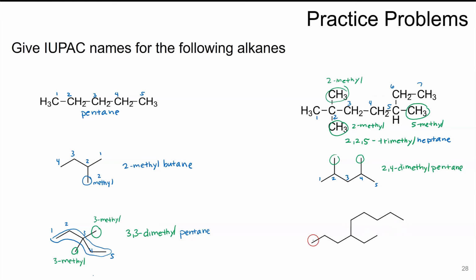This one here, if we look at the longest carbon chain, 1, 2... This is an ethyl group at 4. So we have 4-ethyl. 9 carbons is nonane.